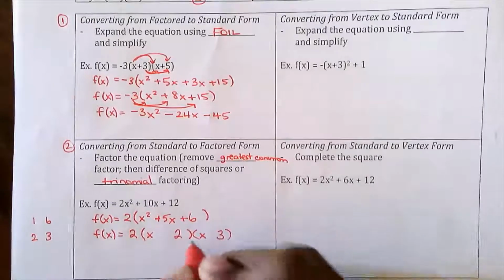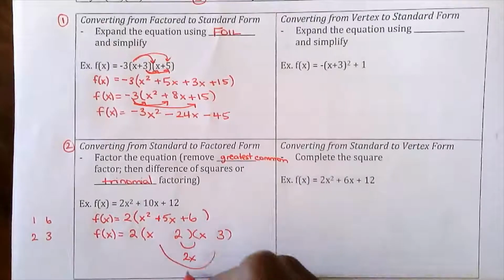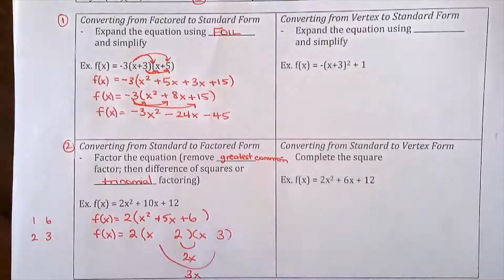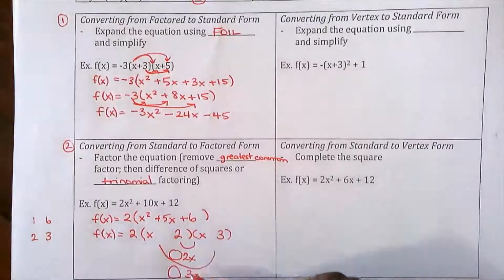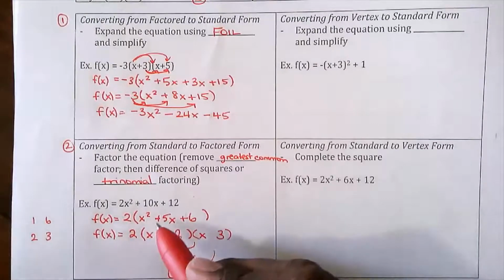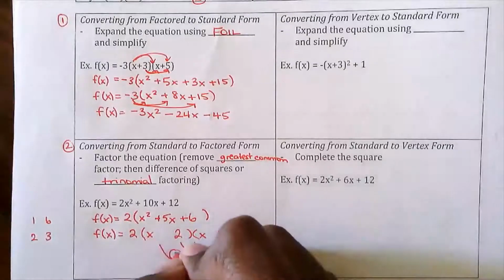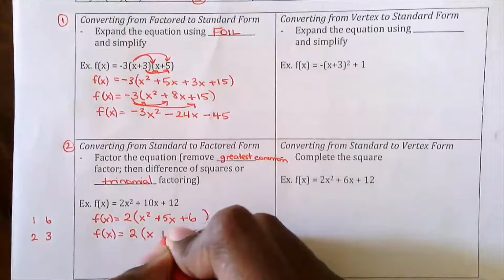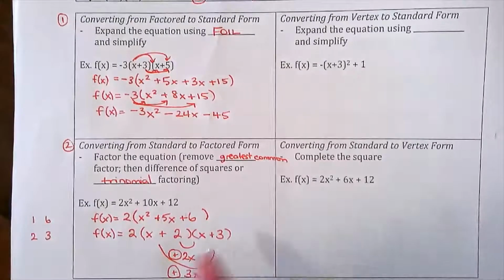So 2, 3. The inside smiley gives us 2x, and the outside smiley gives us 3x. Again, we have to put signs in front of these so that both of these add up to give us positive 5x. Well, that's just positive 2x and positive 3x. So we're left with x plus 2 and x plus 3. So essentially, this is our answer in factored form.